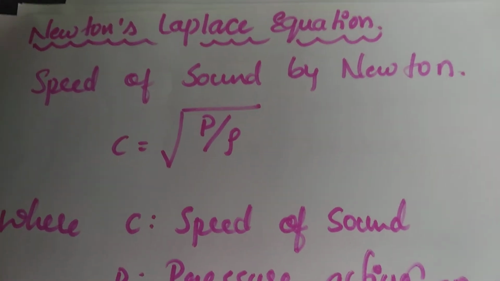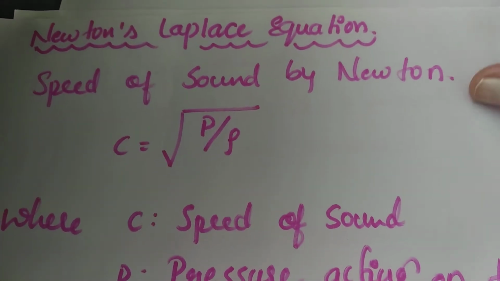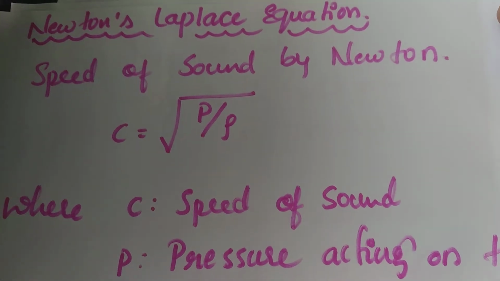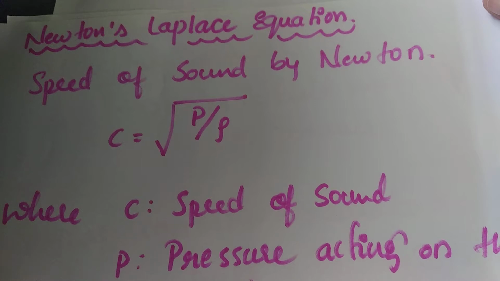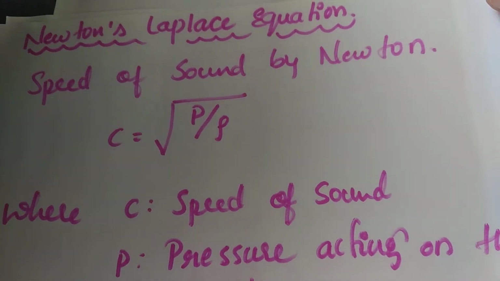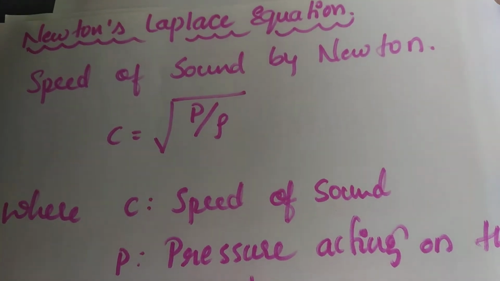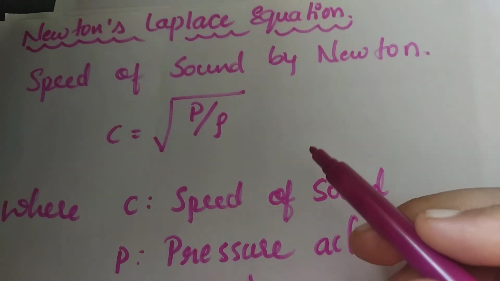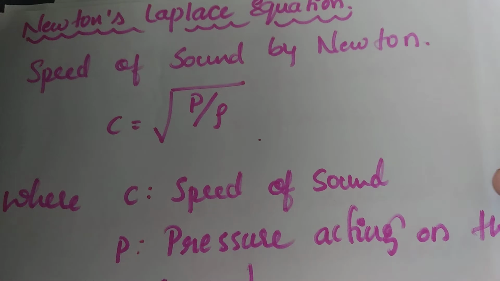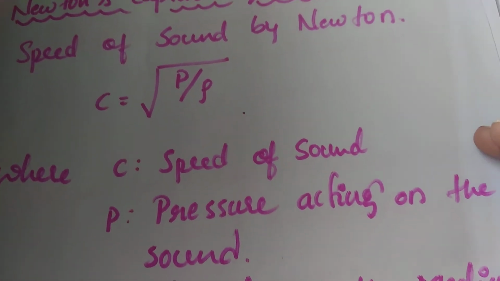Now we discuss the Newton-Laplace equation. Before we derive the speed of sound, what did Newton say about the speed of sound? Here we see one of the formulas: C is equal to root of P by rho.